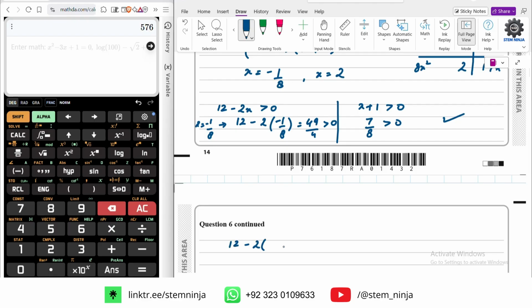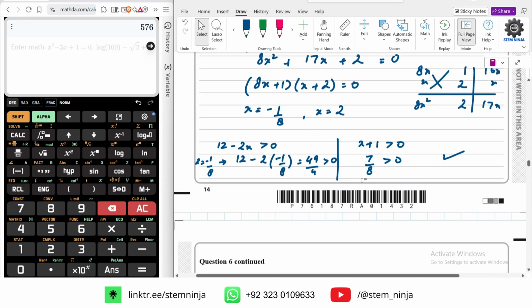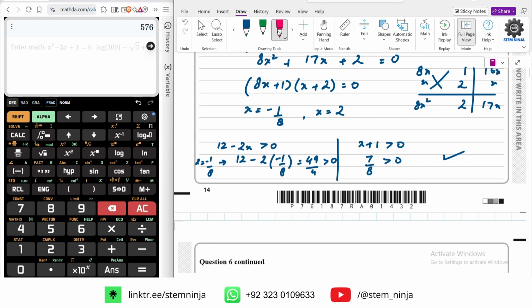12 minus 2 greater than 0. So x plus 2. Oh, wait, this was minus 2, sorry.